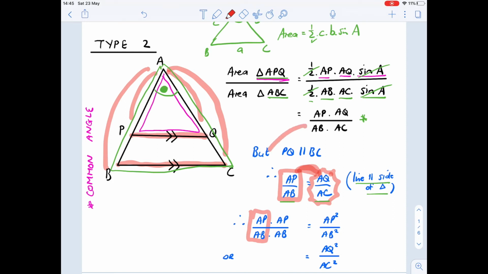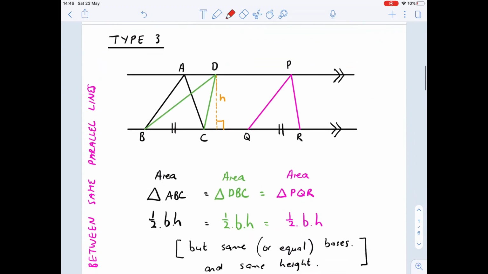So if we go back here, there's AP over AB, and AQ over AC is here, but I can replace it with this one, which I have. So it ends up with AP squared over AB squared, or I could have swapped and replaced it with the other one and ended up with AQ squared over AC squared. The main thing that we're trying to do here is just to see the relationship between the different lengths and the areas, which is very useful when we come to the examples you'll see a little bit later.